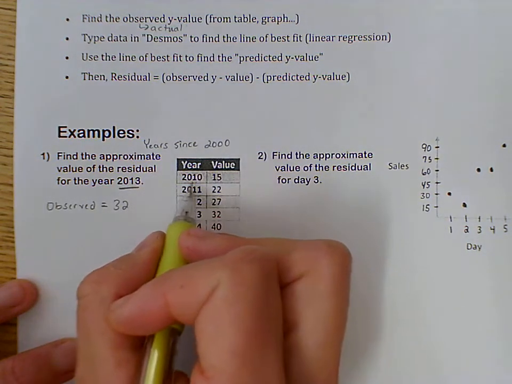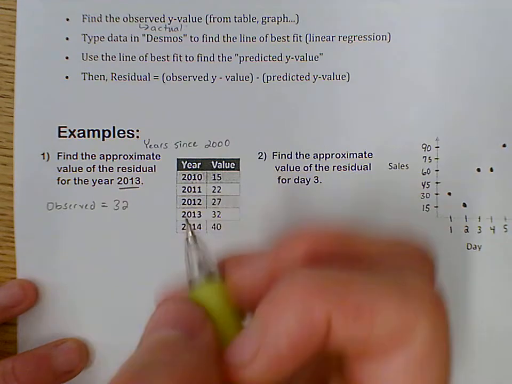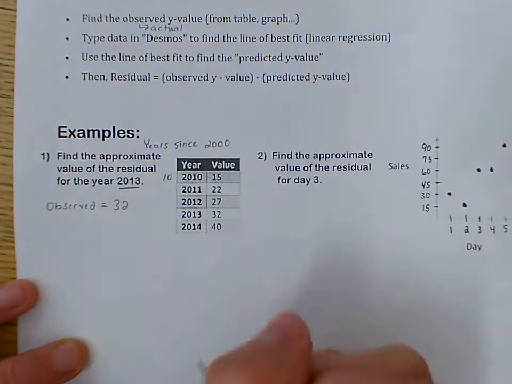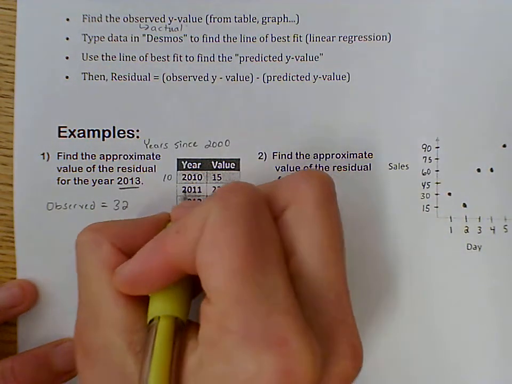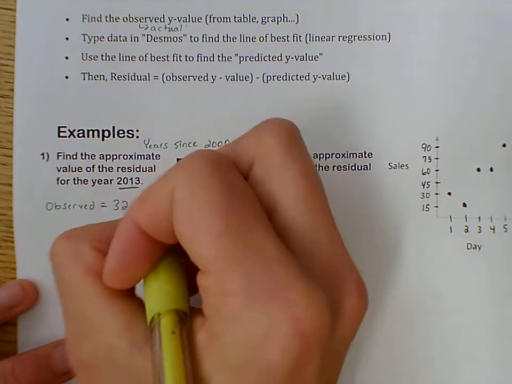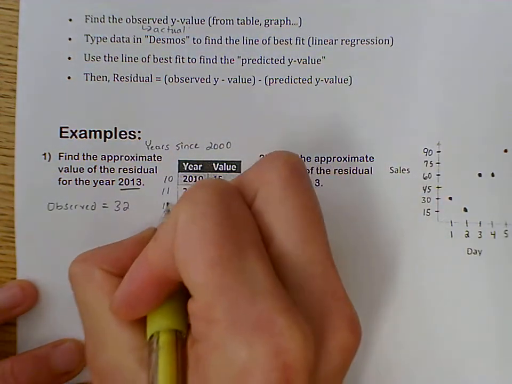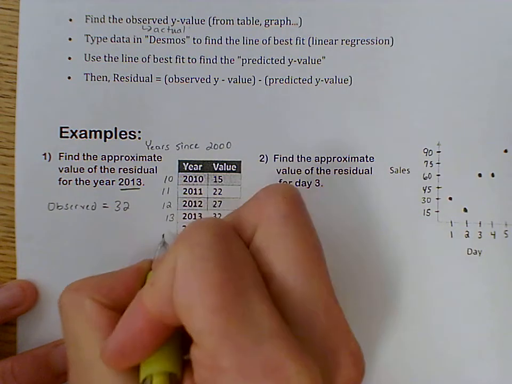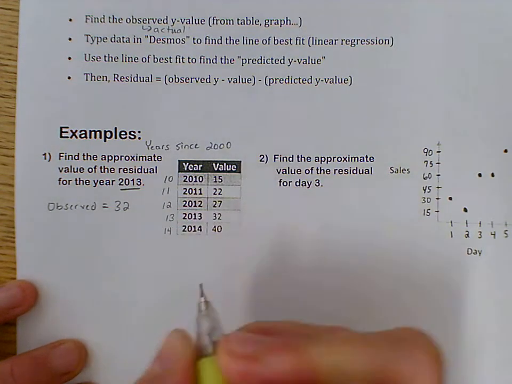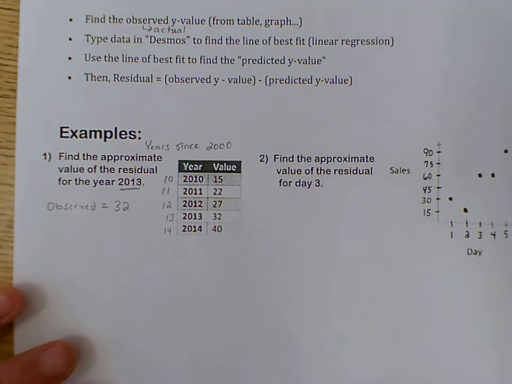Well, how far is 2010 from the year 2000? Well, it's just 10 years away. And so then, okay, how far is 2011 from the year 2000? Well, that's 11 years away. And so you're going to go through, and for each of these years, you're going to figure out how far it is from the year 2000, okay?